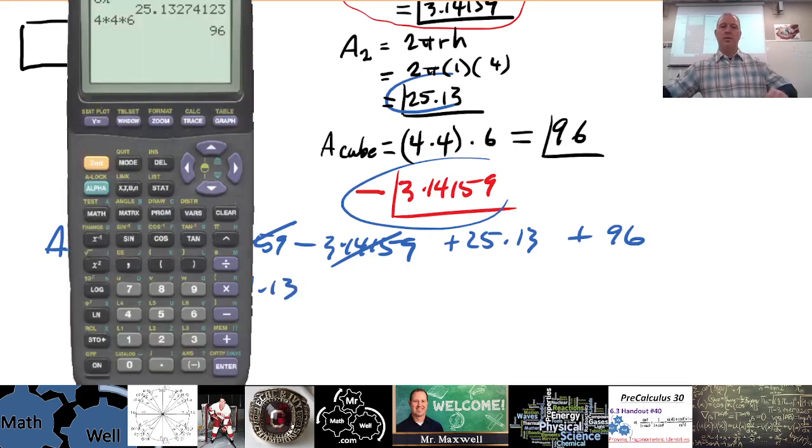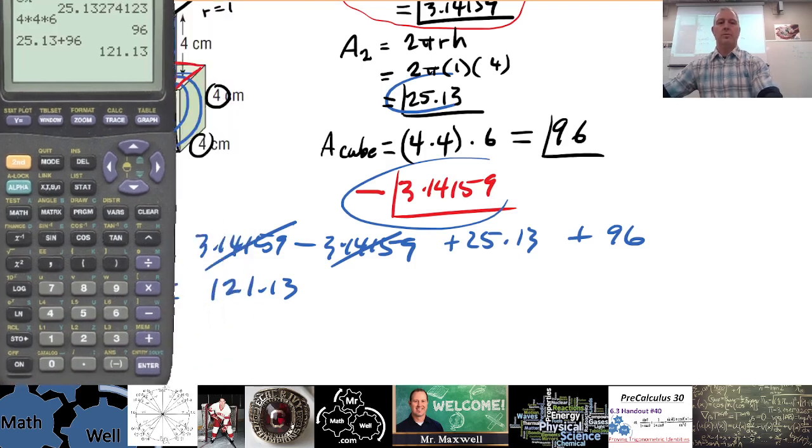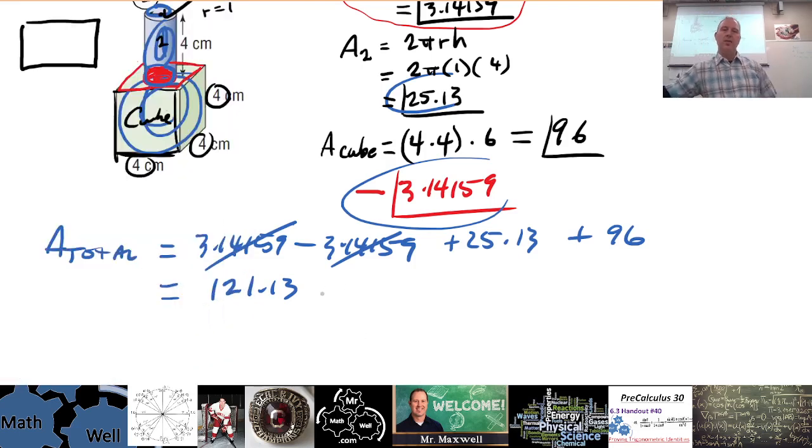Yeah, is that confirmed? Let's see, 25.13 plus 96, 121.13. And we got to make sure we have our units in there, which the units of length are centimeters. So because it's an area, it's centimeters squared.